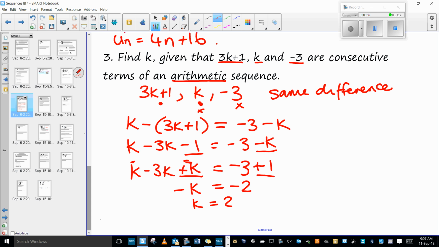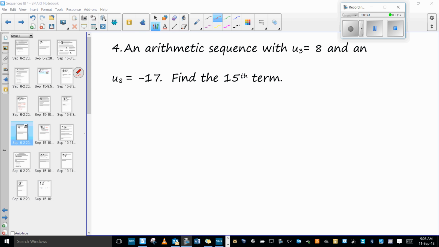Alright, so an arithmetic sequence with u3 equals 8 and u8 equals negative 17. Find the 15th term. Now, to be honest, hate to burst your bubbles, but these are the kinds of questions that are more likely. Okay? Those other ones were like easing you in. This one is more likely to happen.